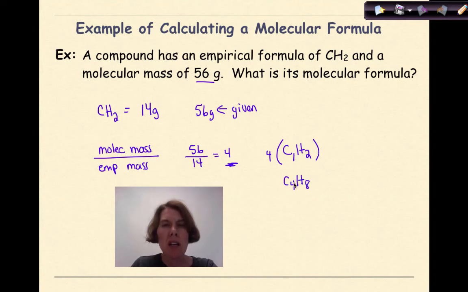C4H8. And the way that I can double check myself is to say, well, if I reduce this back down, will I get my original empirical formula? And in this case, we will. So the molecular formula that we found is C4H8.